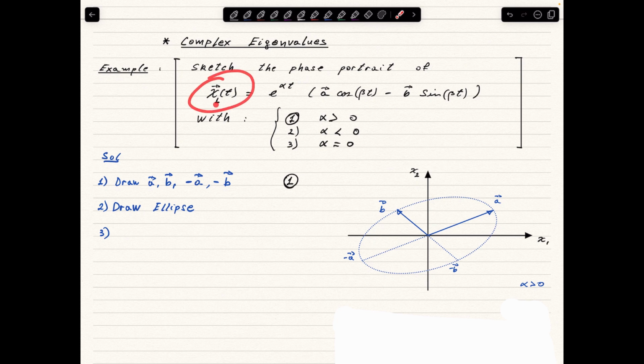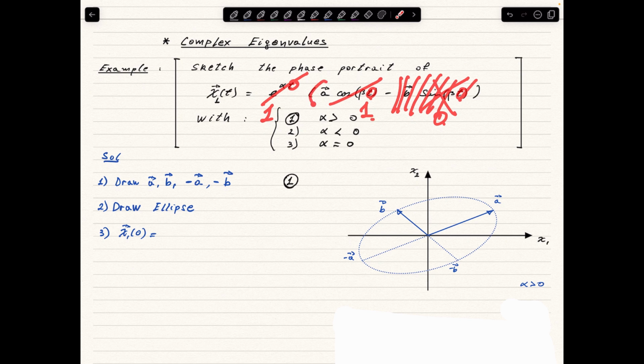Now we are going to start working on x1, and what we need to do is compute x1 at t equals 0. So compute x1 at 0. Here at t equals 0. But this is the formula for x1. What happens when we put 0 here? Exponential of 0 is 1. What happens when we put 0 here? Cosine of 0 is 1. What happens when we put 0 here? Sine of 0 is 0. So all these disappear, and we end up only with A.